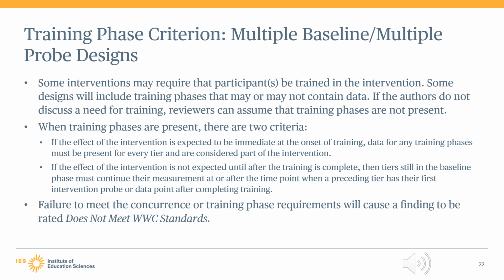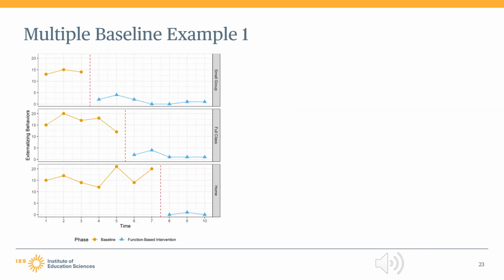If the intervention is expected to have an effect immediately upon its application, then data must be gathered during any training phases described by the researcher and made available as part of the plot or table. Interventions where the impact is expected to have an effect only after training is complete do not need to present the training data to meet this requirement. Failure to meet the concurrence or training phase requirements will cause a finding to be rated does not meet WWC standards.